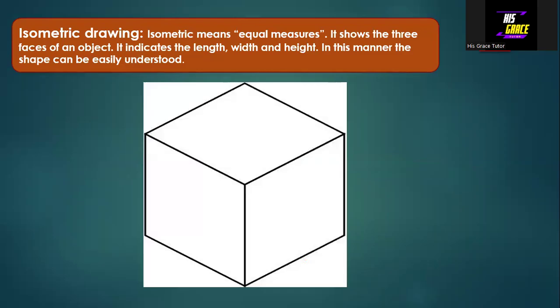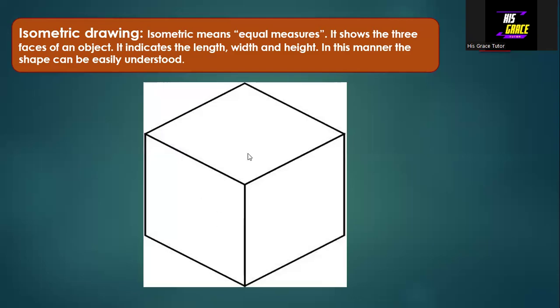All right. Isometric drawing. Isometric means equal measures. It shows 3 faces of an object. It indicates the length, the width, and height. In this manner, the shape can be easily understood. This is a brief description of what we call isometric drawing. It means equal measures, and it shows us 3 faces of an object, and it makes us easily understand the object as it is.